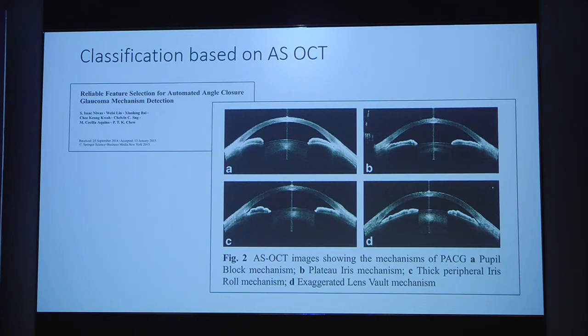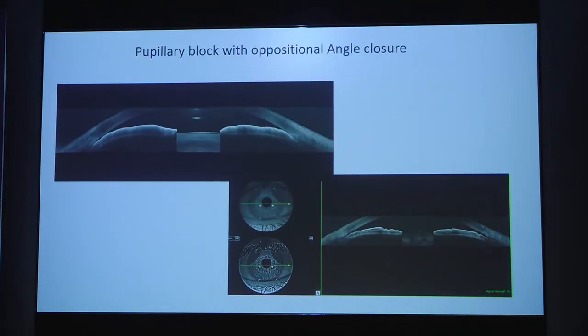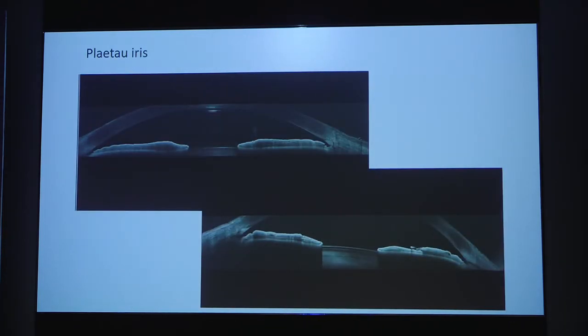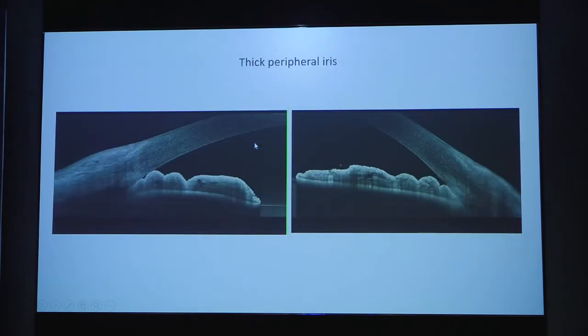Classification based on ASOCT, we can have this: one is the pupillary block, two is plateau iris mechanism, three is thick peripheral iris, and four is the exaggerated lens vault mechanism, and this we can also see in our real-life patients. So this is a pupillary block with oppositional angle closure. The next is a plateau iris. You can see the iris has a very narrow recess and a table-like structure over here. So that is a plateau iris.